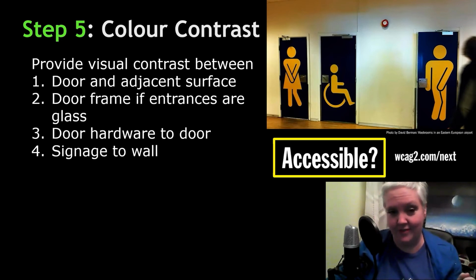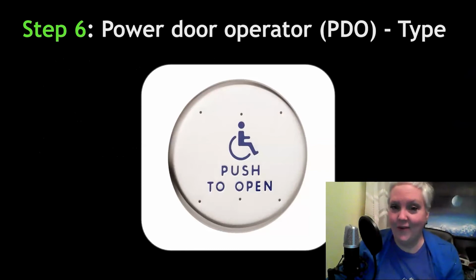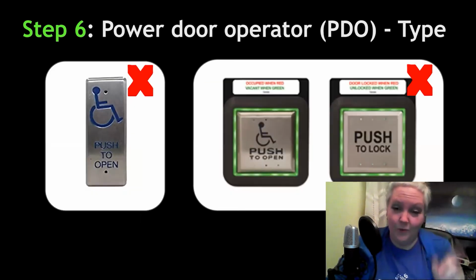Now, power door operators are another big deal. So here we see this classic round 150 millimeter diameter push to open power door operator with the international symbol of access. That's the way it typically is done, and many legislation requirements require it. On this slide, I'm giving you two examples with red X's. Don't do this. So the one on the left is a very old-fashioned type of power door operator.